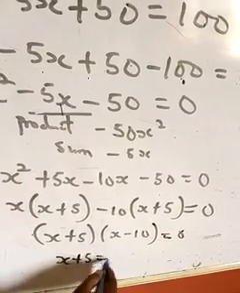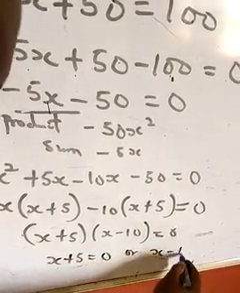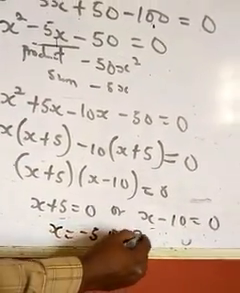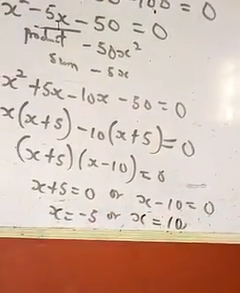X plus 5 equals to 0, or x minus 10 equals to 0. X equals to minus 5, or x equals to what? Plus 10. That's that.